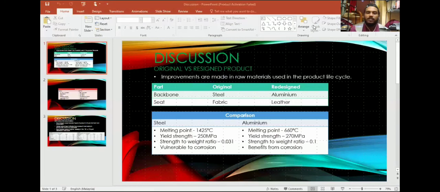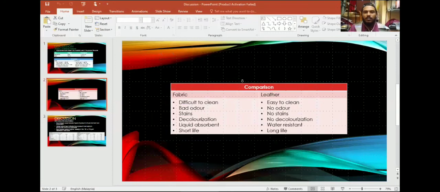vulnerability to corrosion. For steel, this is not stainless, it's normal steel, so it's vulnerable to corrosion, which then affects the structural ability of the steel to carry load. So it may break due to corrosion, depending on the environment also. But aluminum benefits from corrosion because the corrosion sticks to the outer surface of aluminum and makes it more durable. So next we'll be going to the next discussion on the parts of the seat.